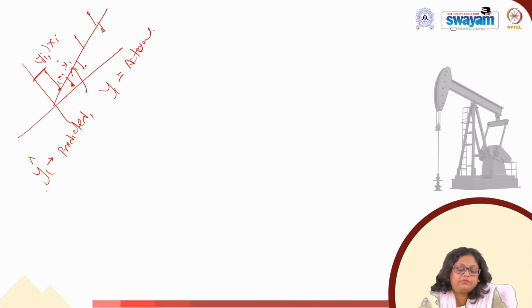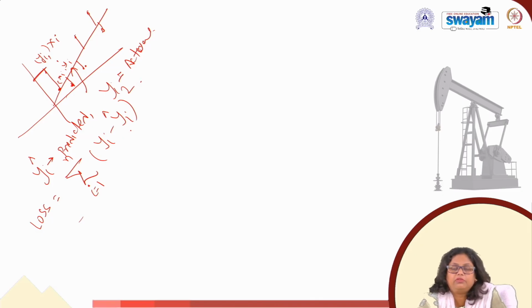So here comes the accuracy of the model. What do we calculate? We calculate the loss. We have the sum from i equal to 1 to n of (yi minus yi hat) squared. This is the sum of the differences between actual and predicted values, and we are trying to find the minimum loss. So this is the equation which gives us the loss.